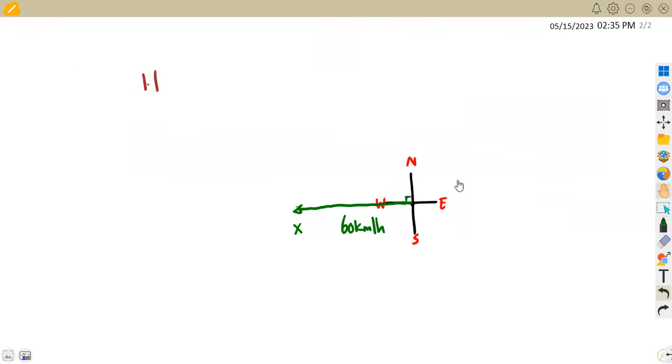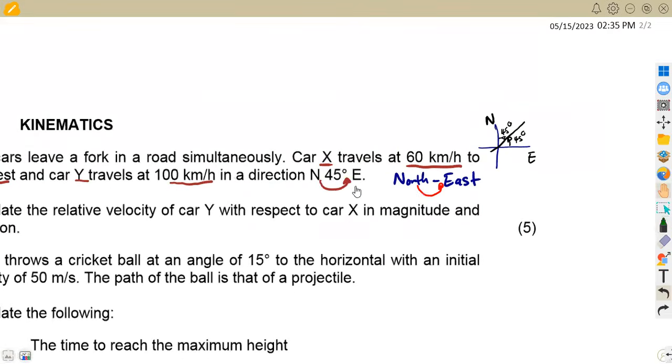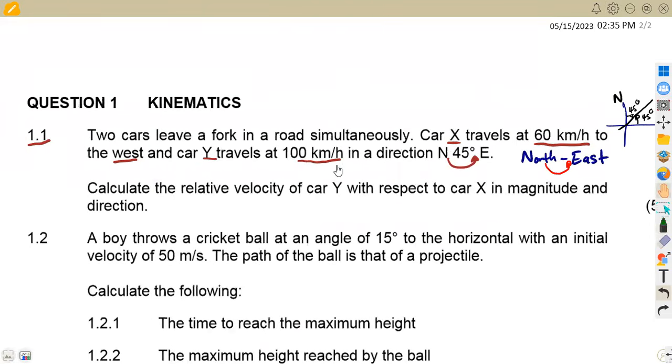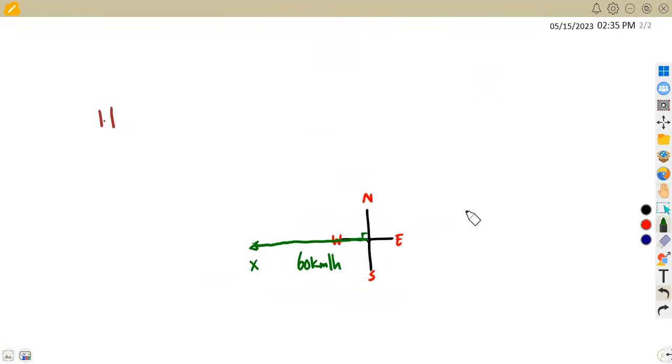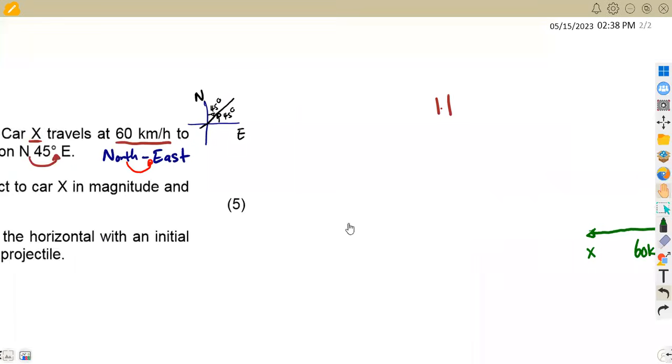The other car that you are given is car Y, which is at 100 kilometers per hour, northeast. It's the same as I was saying, north 45 degrees is the same as northeast. This is in between the north and the east, separated by 45 degrees. This is your north, your east, in between like this. So this angle is going to be 45 degrees. That's our car Y, traveling at 100 kilometers per hour. With this diagram, you can actually attempt any part that you're given.